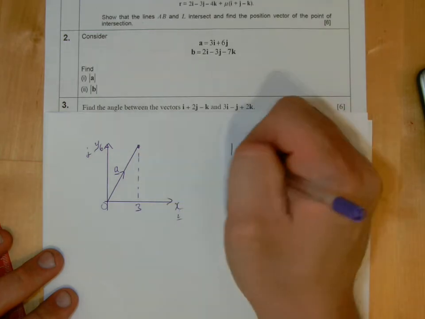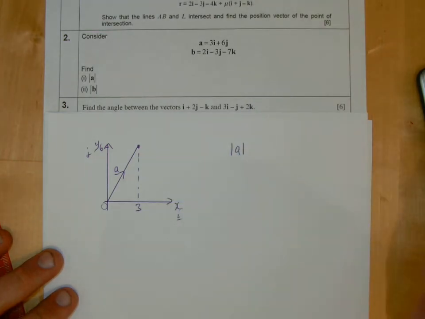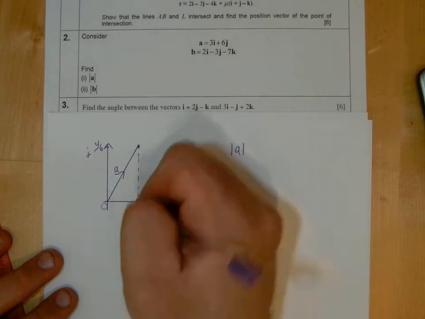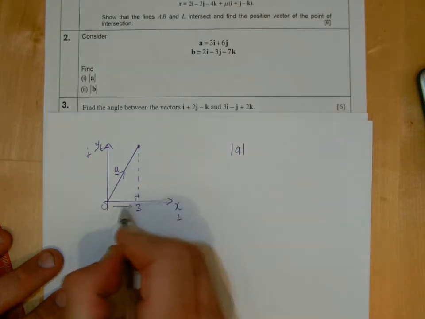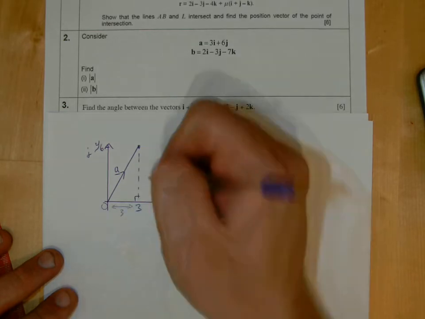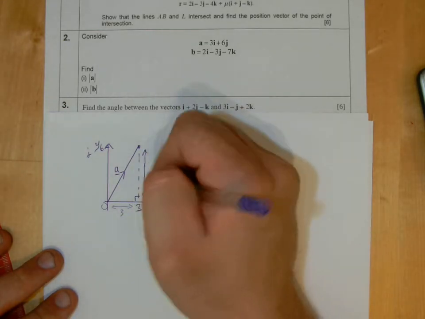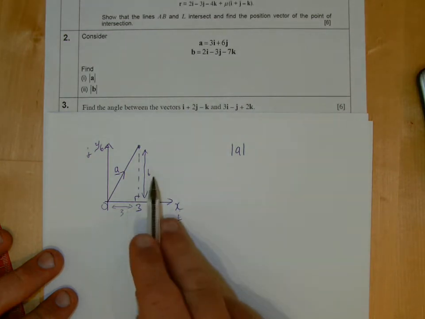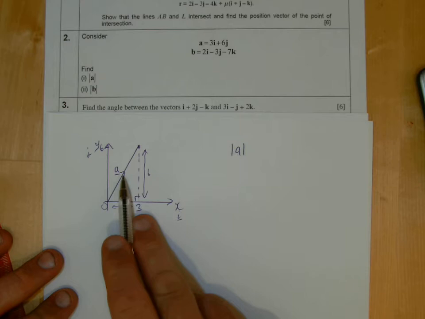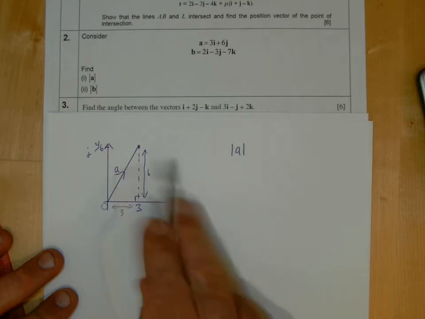So to get the size of that, what you need to appreciate is we've got a right angle triangle. The distance across there, we know, of course, is 3. And we know the distance here is 6. So if you think about Pythagoras, you'd square that side, wouldn't you? And square that side, and that would equal the square of this side. And then to actually work out what that is, you take the square root.